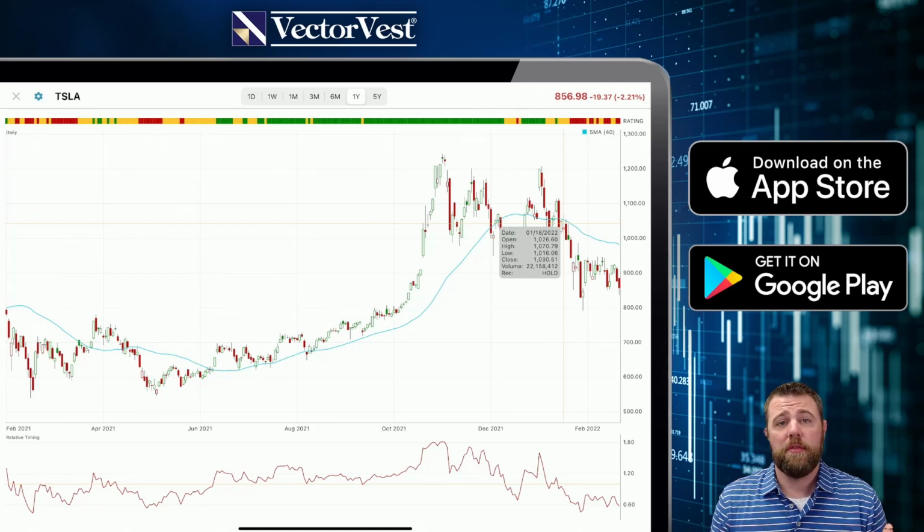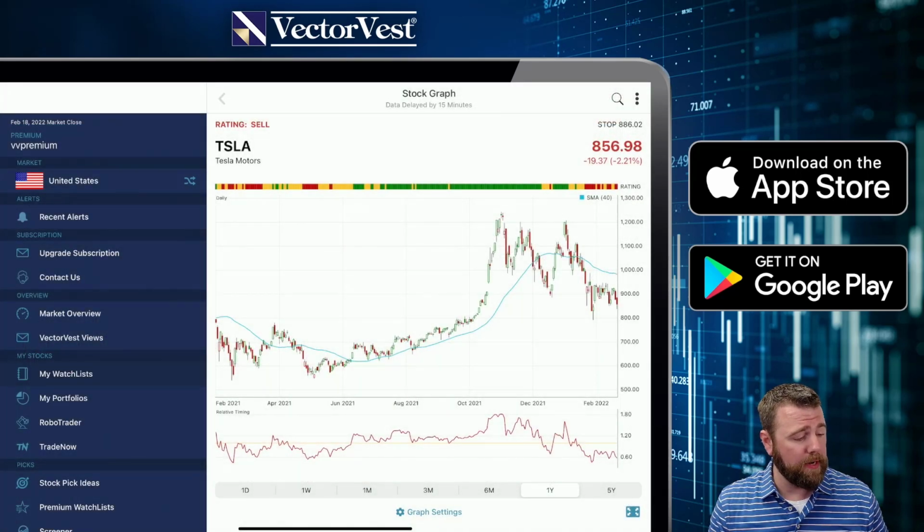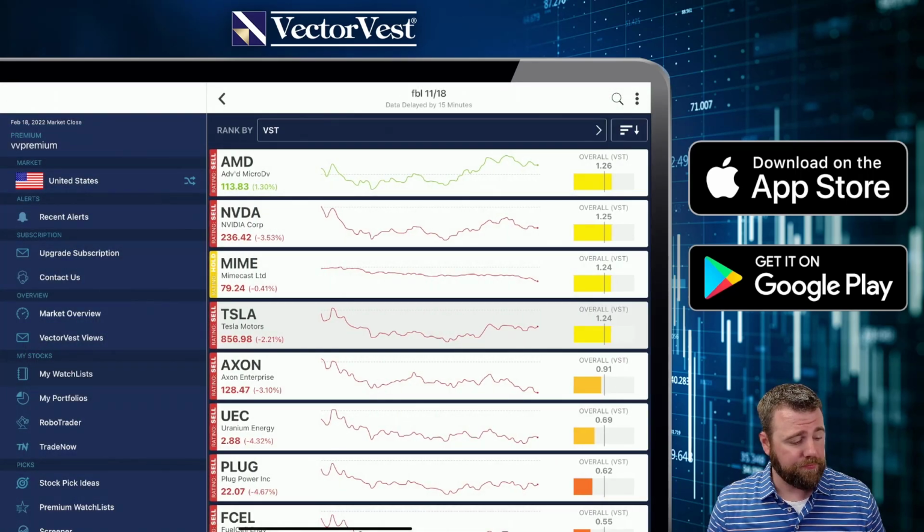And so, just to quickly recap: 1, looking for price volatility. 2, looking for the stock to cross below a moving average of your preference. 3, looking at RT, and if it crosses below 1, that could be a great indication of knowing when to take your profits. And then finally, the fourth, and we'll get out of here and jump into the watch list that we're using here today, and that is looking at the rating.